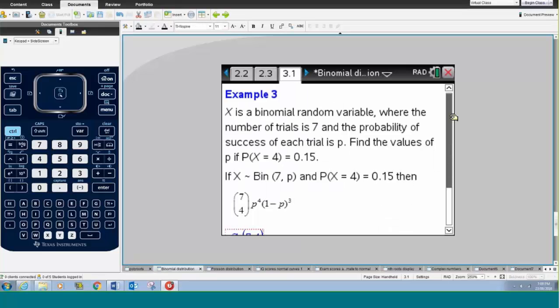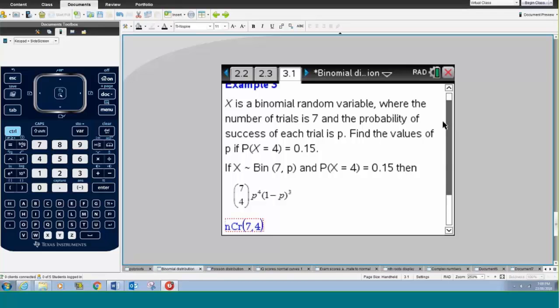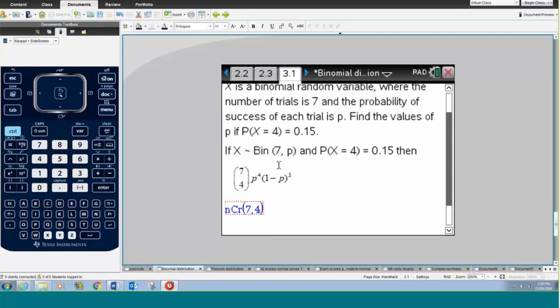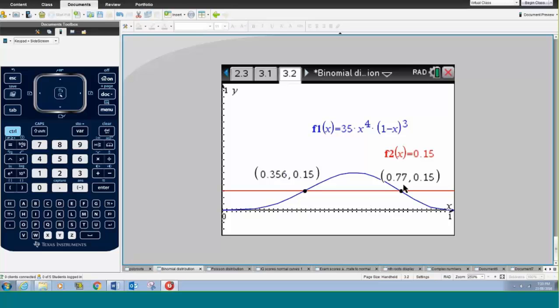So this example is when we are not given P, like in some examination question. It's a binomial random variable where the number of trials is 7 and the probability of success in each trial is P. And we know that the probability X is 4.15, and we want to find the P values. So we need to use the formula, and then from here we need to sketch the graph.